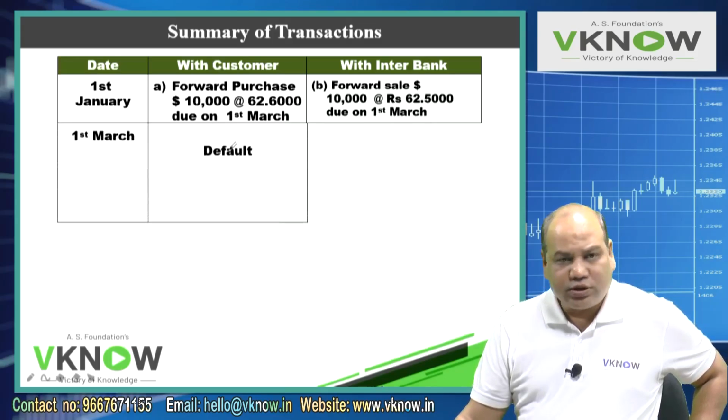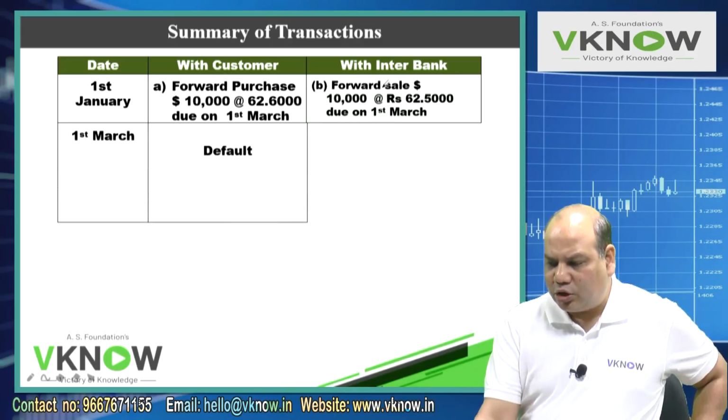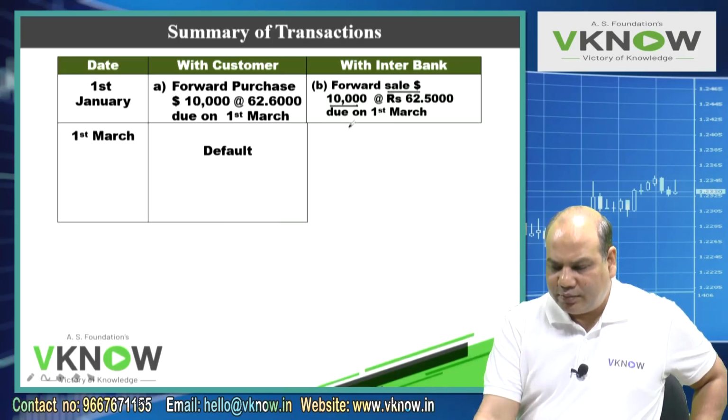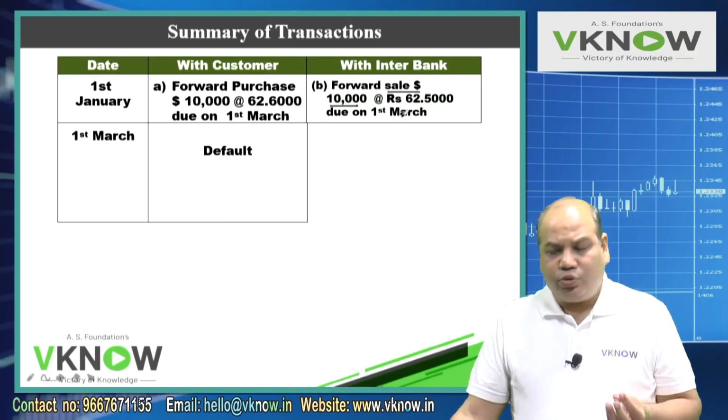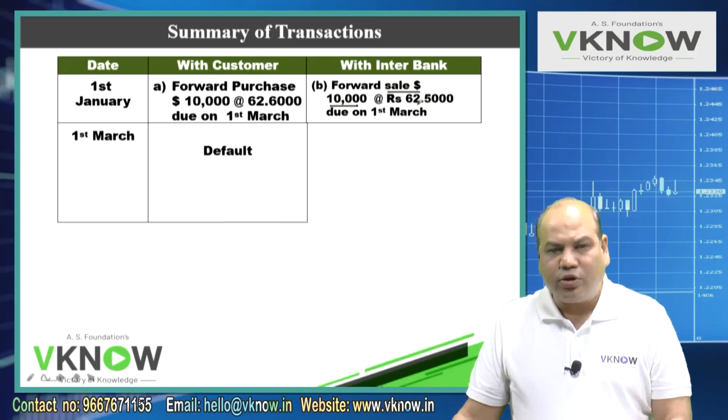So here there is no transaction with the customer. But then I have committed to sell $10,000 to the bank. How do I fulfill my commitment? I will buy from the spot market and sell to the interbank as per the agreement. This bank will have to buy spot and sell under the forward contract.